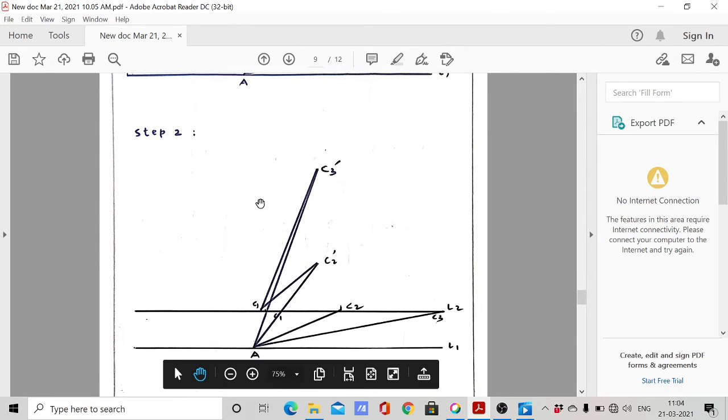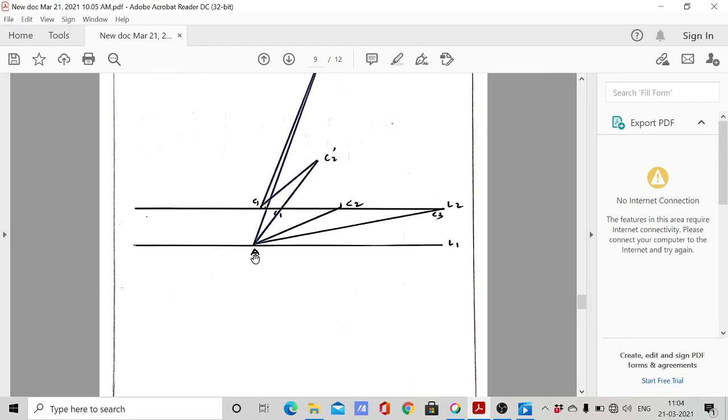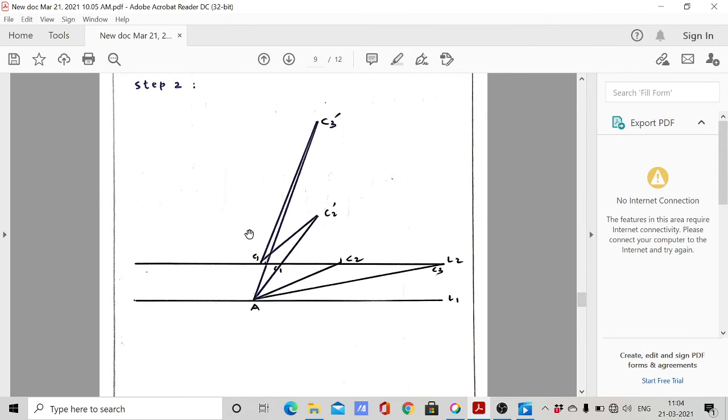Next step is we need to join the points A C2 and A C3 by two lines. Next, we need to rotate the link A C2 about A through an angle of 30 degrees in the counterclockwise direction to obtain the point C2 dash. Similarly, we need to rotate this line A C3 about the point A in the counterclockwise direction to obtain the point C3 dash, and this angle is 60 degrees. So now we have obtained the points C2 dash and C3 dash.